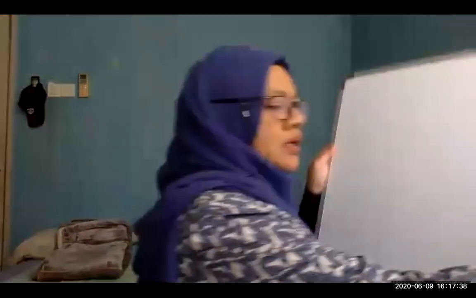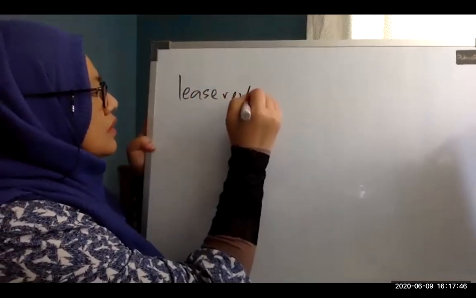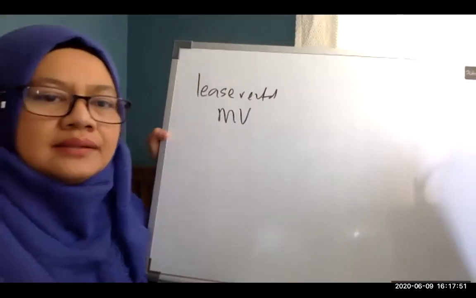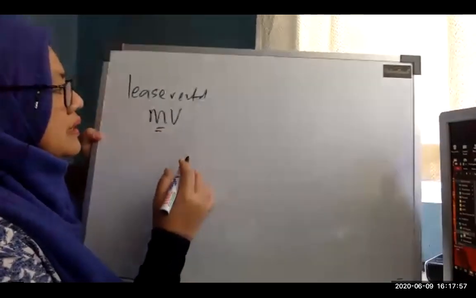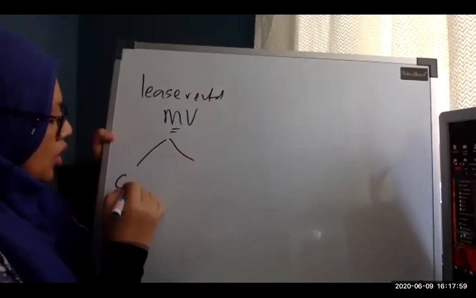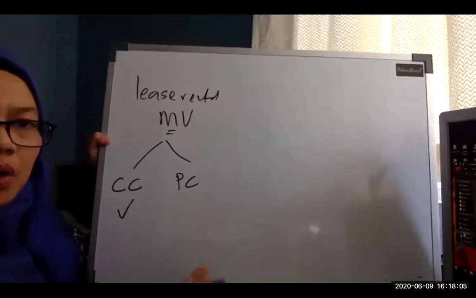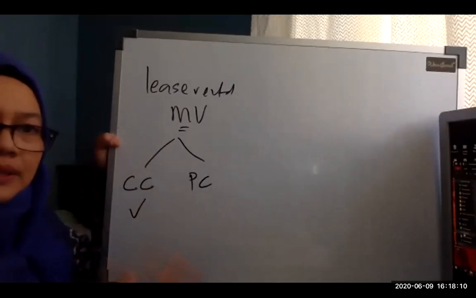Okay, let's see about leasing. You're talking about lease rental of motor vehicle. You cakap pasal lease rental of your machine ke, of your office equipment ke, no problem, it's allowable. But talking about motor vehicle, there are two types of motor vehicle. You have commercial car dengan passenger car. Commercial car is allowable, no problem. Commercial car contohnya you ada van or the bus of the company, so it's allowable.